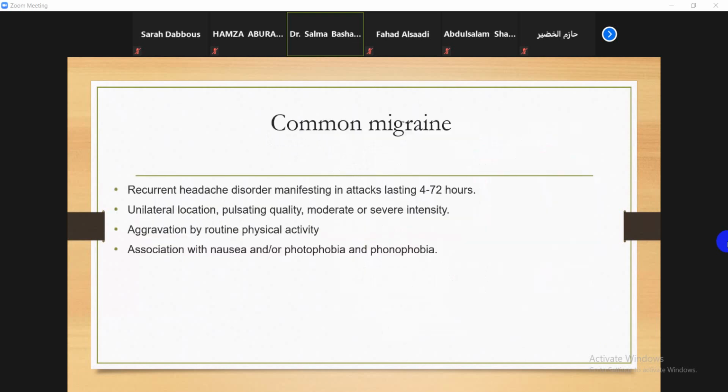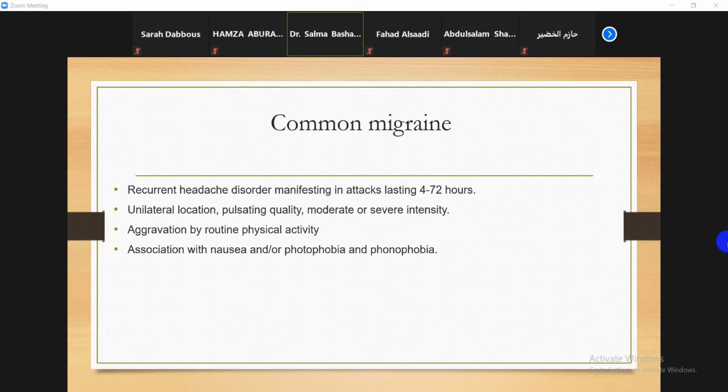So common migraine is migraine without aura. It is characterized by recurrent headache disorders manifesting in attacks. And each attack will last between 4 to 72 hours. So a few hours to few days. Unilateral in location, so in one side, that's the most common form. Around 70% of the patients with migraine, they will have unilateral pain, but can be bilateral, especially in young population.